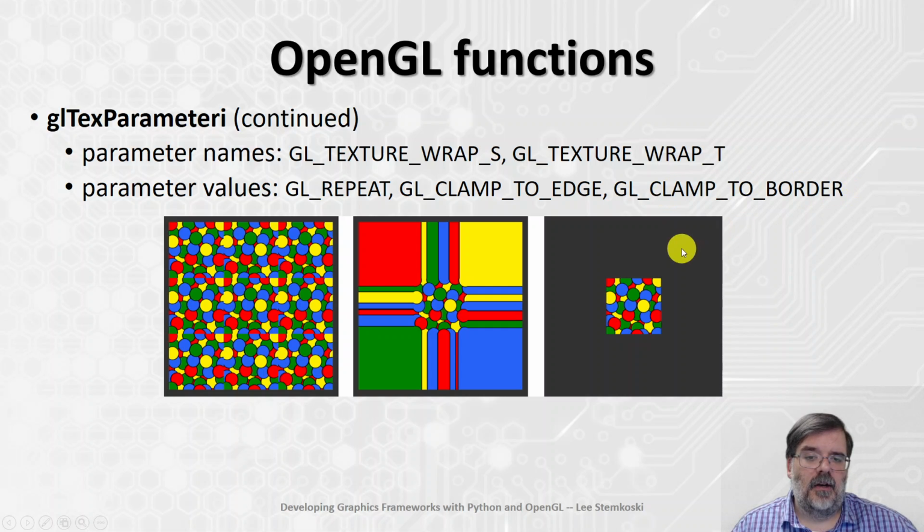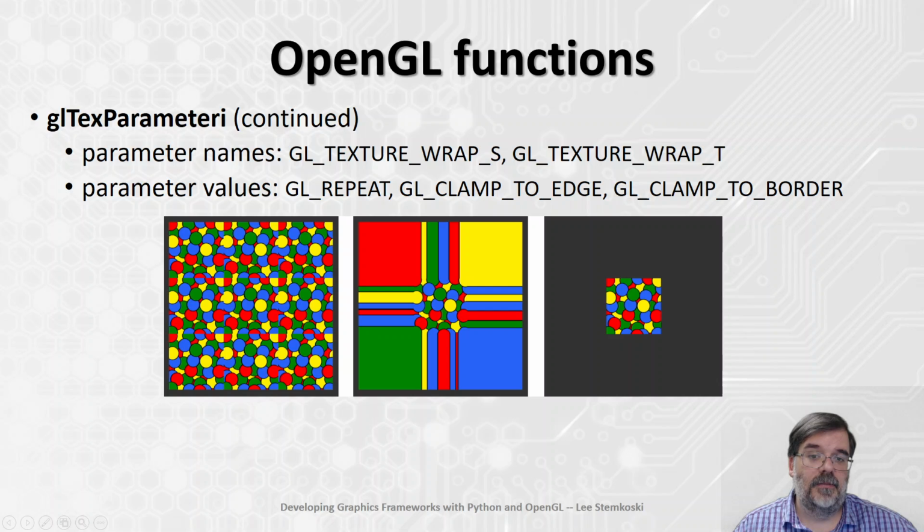And there's also something called clamp to border. You can actually specify a border color, and then anything outside that range automatically becomes that border color. So in this case, the border color is just a dark gray. So those are some more uses of this function here. And with all that information, all those OpenGL functions at our disposal, it's time to write the texture class.